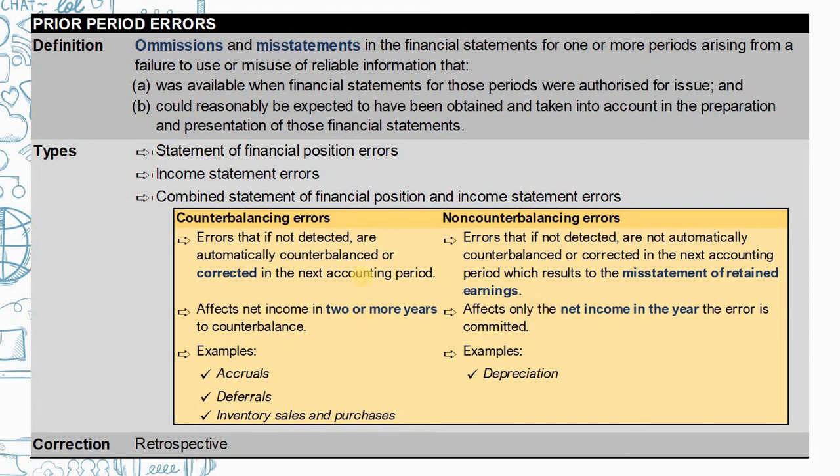And what is the accounting treatment for the correction of prior period error? That is retrospective. And when we say retrospective, even if the error was committed in the prior years, the error must still be corrected.